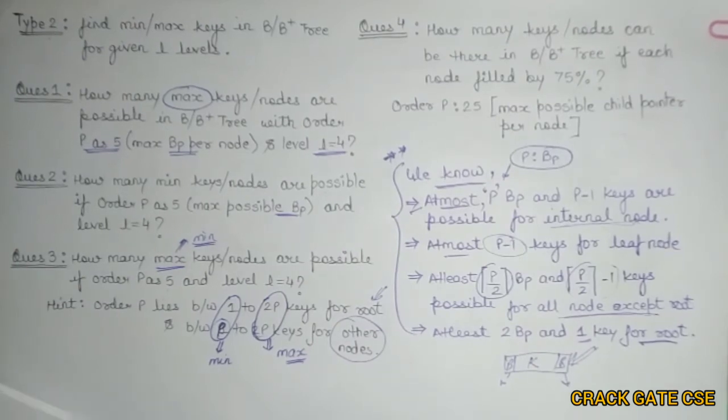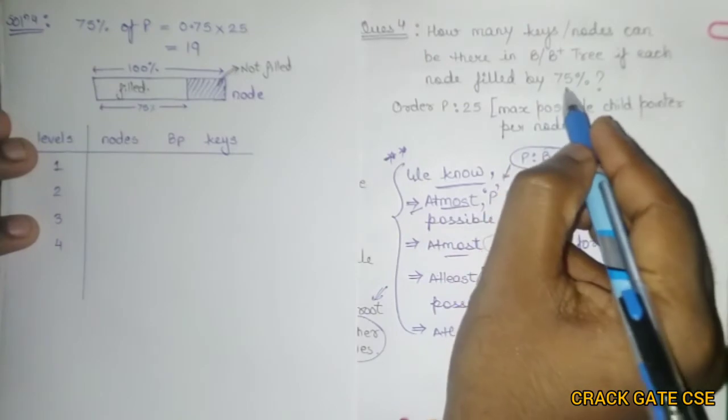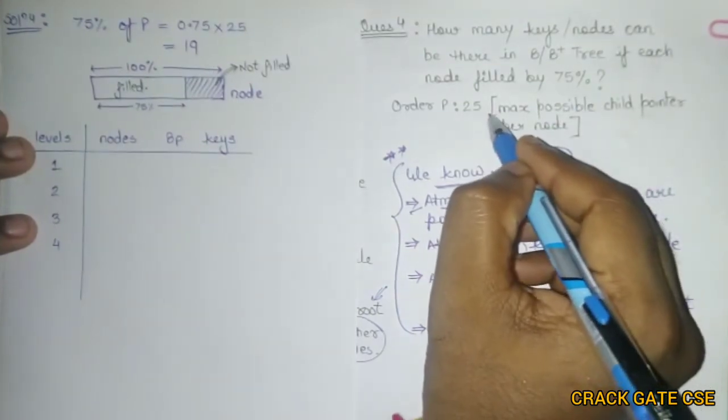Now let's quickly move on to question number 4. This question number 4 is a bit different from all these questions, because the order is given as 25, and instead of the minimum and maximum, they have given a particular slot that the node is filled by 75%. So how can we solve it? First of all, we need to calculate what is 75% of 25.